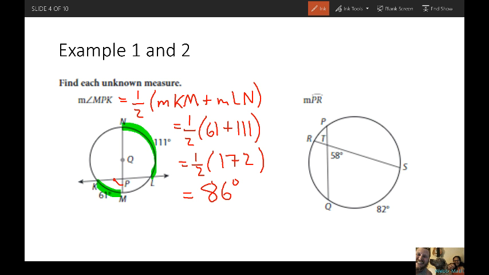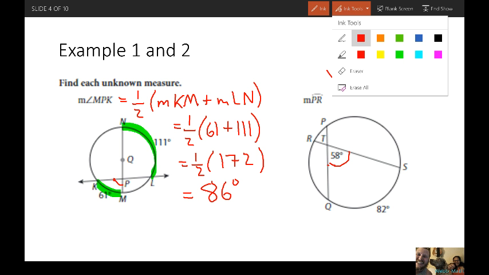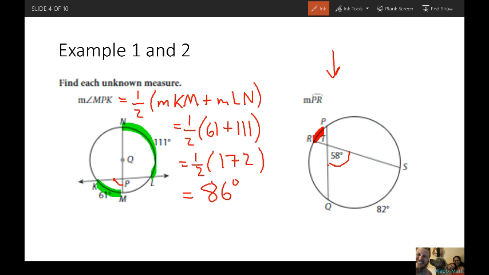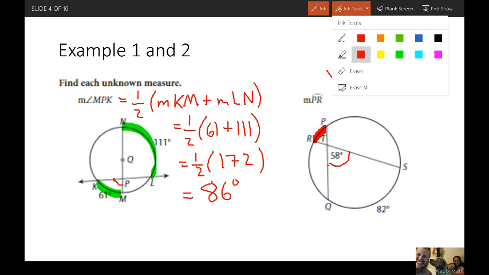So this one right here, find the arc. Okay, so we already have our interior angle right here at 58 degrees. Now you have to find this guy right here, PR. Okay, so use this setup, and you're using the same formula. Just plug in your variables. Your variables are different now.